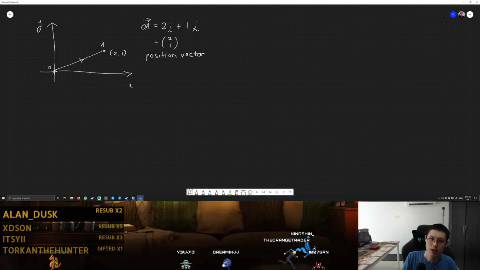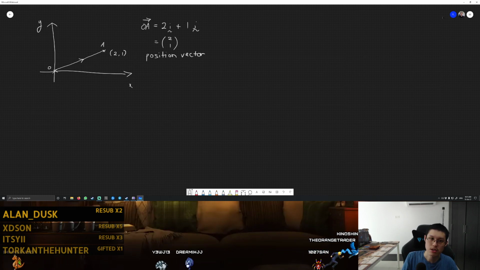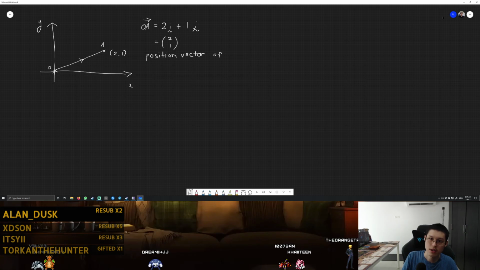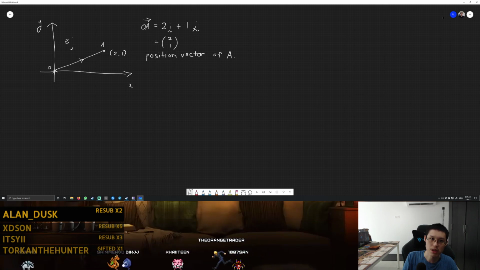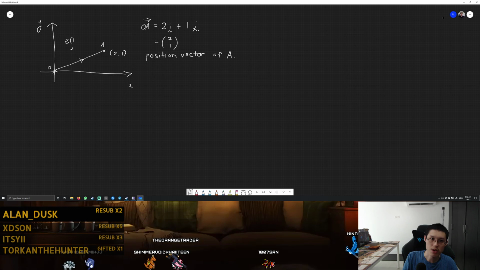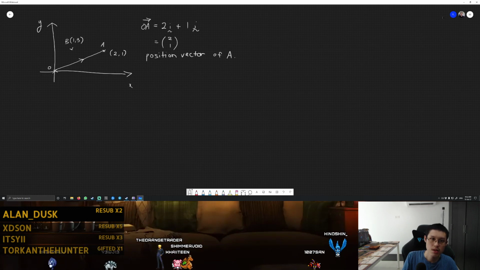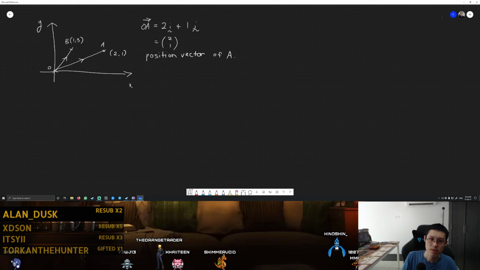So if you have a vector, or basically a line with an arrow that starts from the origin, we call it the position vector of A, in this case, because our coordinate is A. Right? So let's say we have another point here, let's say we call it B. This point is maybe 1, 3. Then the position vector of B is going to be 1, 3.